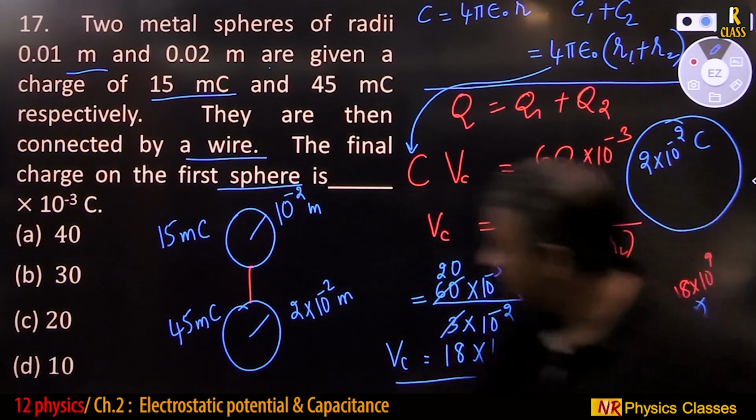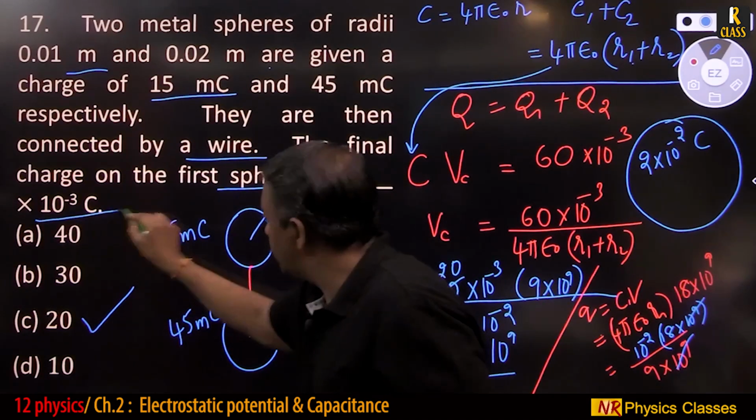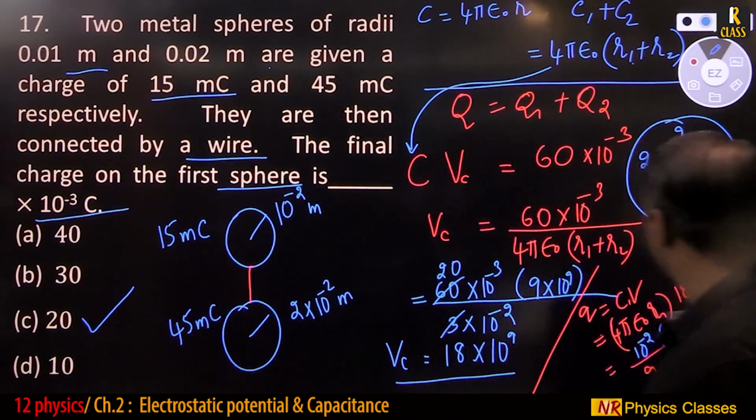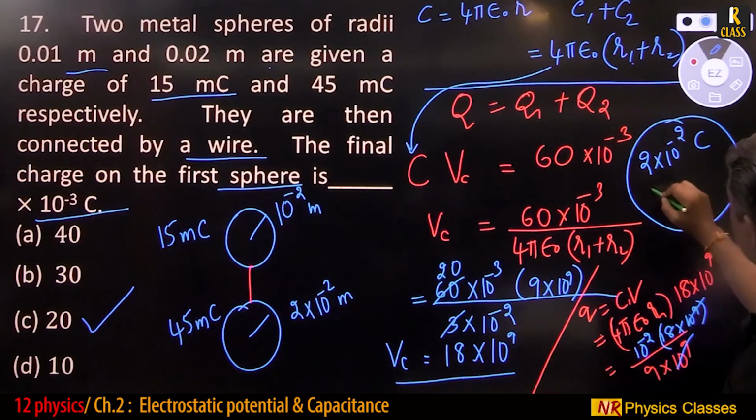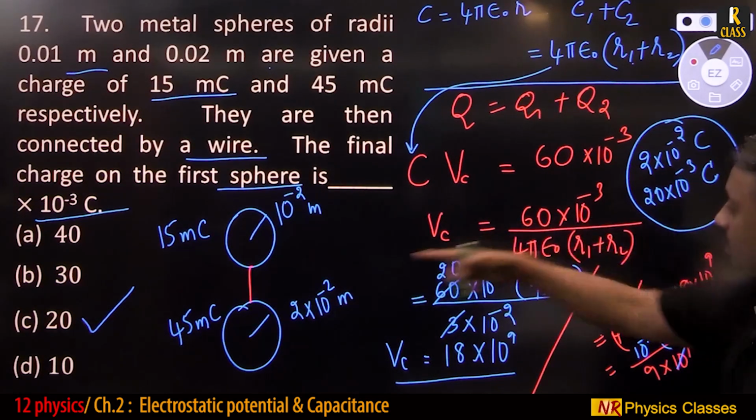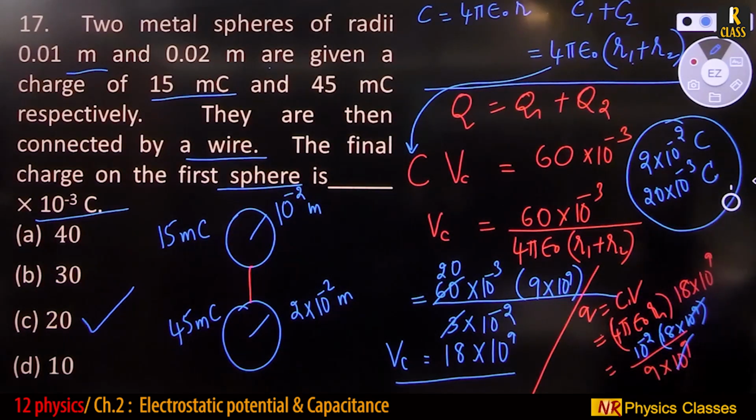It is in terms of 10^-3, so multiply by 10, and it becomes 20 × 10^-3 coulomb. So it is 20 × 10^-3 coulomb. Okay.